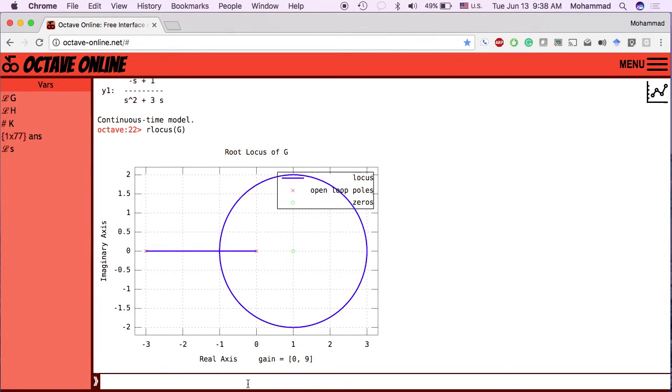So let's go ahead and create a feedback system. So H is equal to, for now let's assume K is 1, and we are going to change it. It's going to be feedback of K times G with feedback of 1. Step response of G and H both.